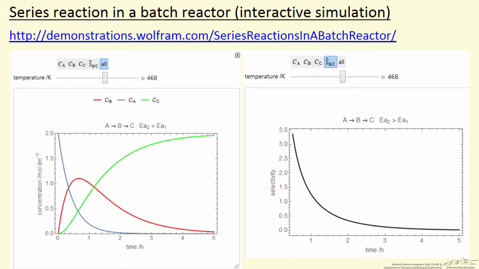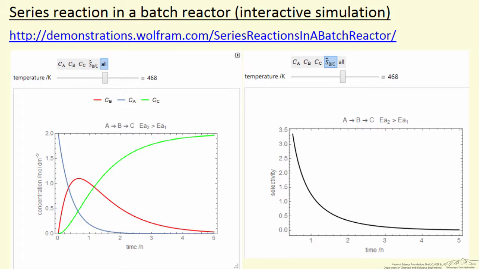I'm going to describe how to use this interactive simulation, which solves the differential equations for a batch reactor in which two reactions are occurring in series, A reacting to B and then B reacting to C. What the simulation will plot is the concentrations of the individual components, or if I select all, it'll plot concentration of A, concentration of B, and the concentration of C.